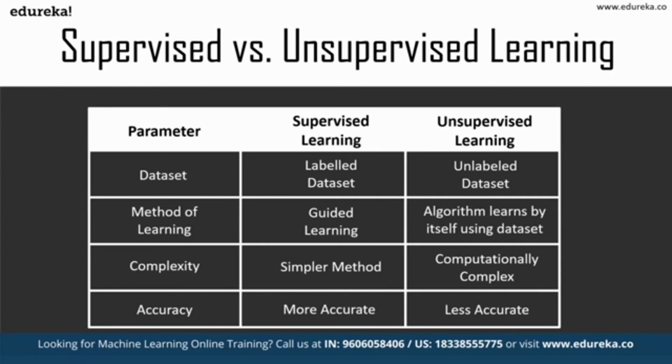And so for the complexity, unsupervised learning is much more complex than supervised learning. And supervised learning is more accurate, whereas unsupervised learning may be less accurate. Now, understanding the differences between each other, let's move over to the last topic.